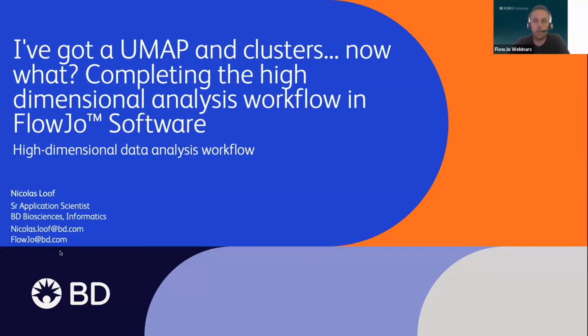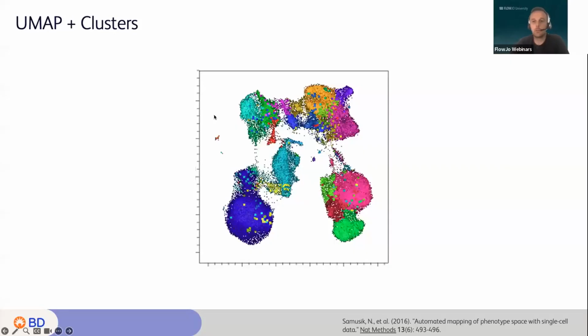So today's talk of this webinar is going to be, I've got a UMAP and cluster, now what? Completing the high dimensional analysis workflow in FlowJo software. Usually when you start doing your clustering, people can get to this point and they get the UMAP, they get the cluster, and they have this pretty picture, but they don't really know what to do with it. So let's try to answer this question today.